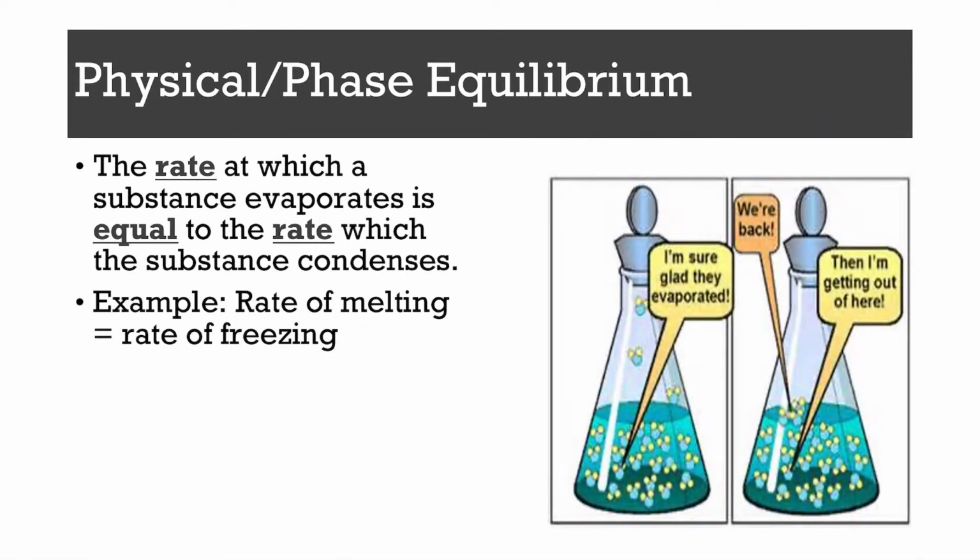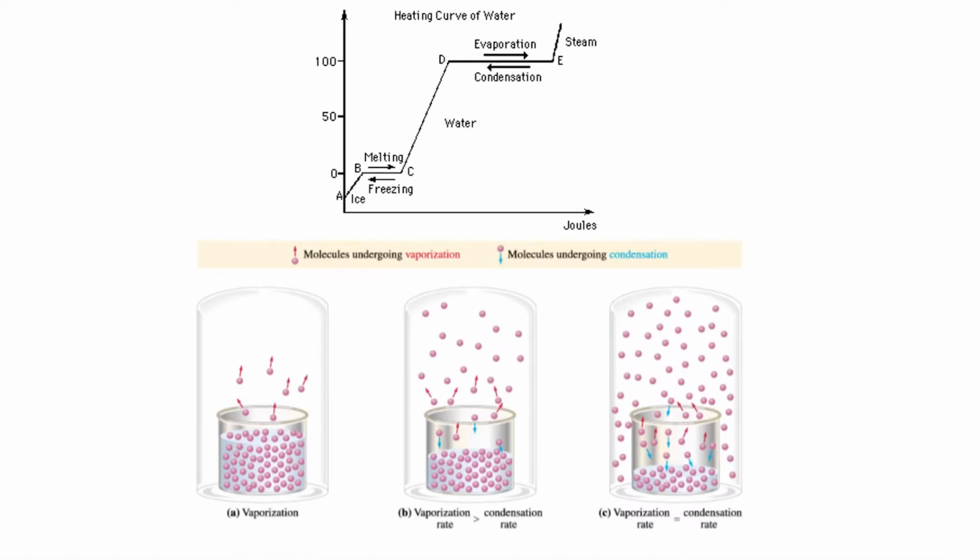There are a few types of equilibrium that we should cover pretty quickly. Phase or physical equilibrium talks about the rate at which one phase change happens and the opposing phase change occurs at the same speed. For example, the rate of melting equals the rate of freezing. Evaporation and condensation would be the other one. This picture shows the rate of vaporization. The amount of things turning from liquid to gas is the same as the speed of the gas particles turning into liquid. When those two speeds are the same, that is phase equilibrium.